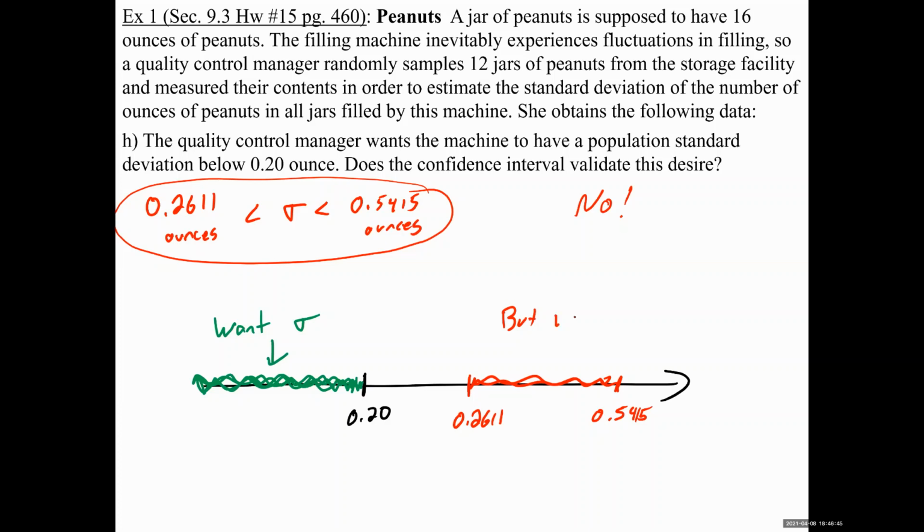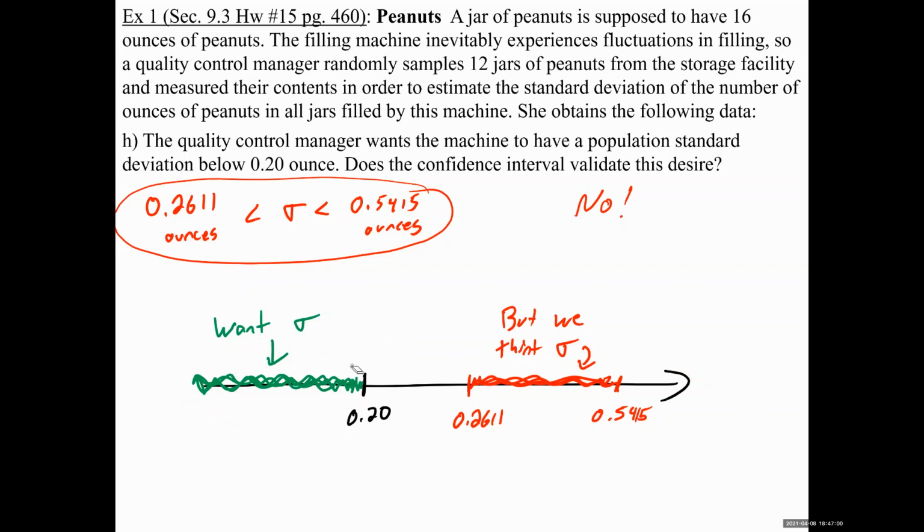but we think sigma is in this red region here. So we want it to be here, but we think it's here. So the confidence interval says, no, we're not here. Okay, so that's the idea.